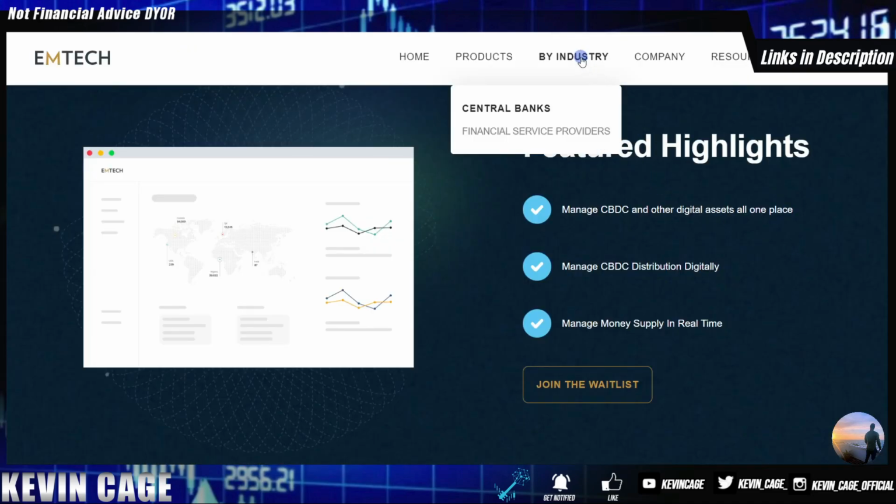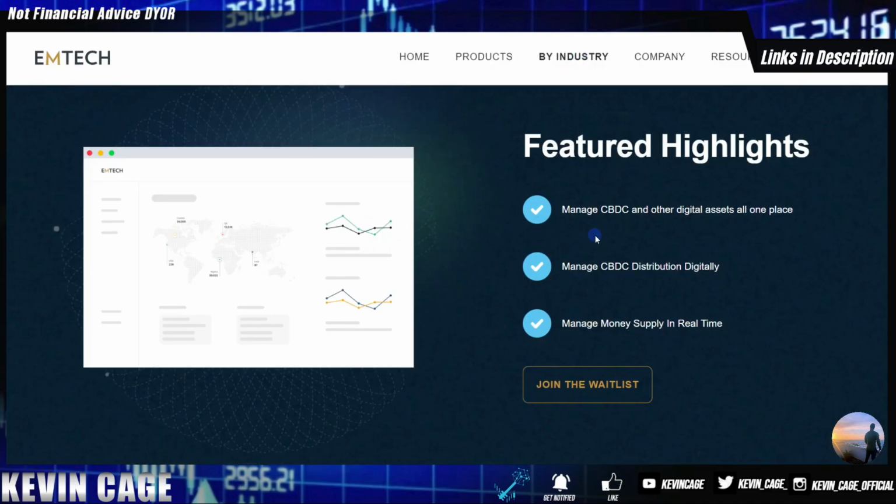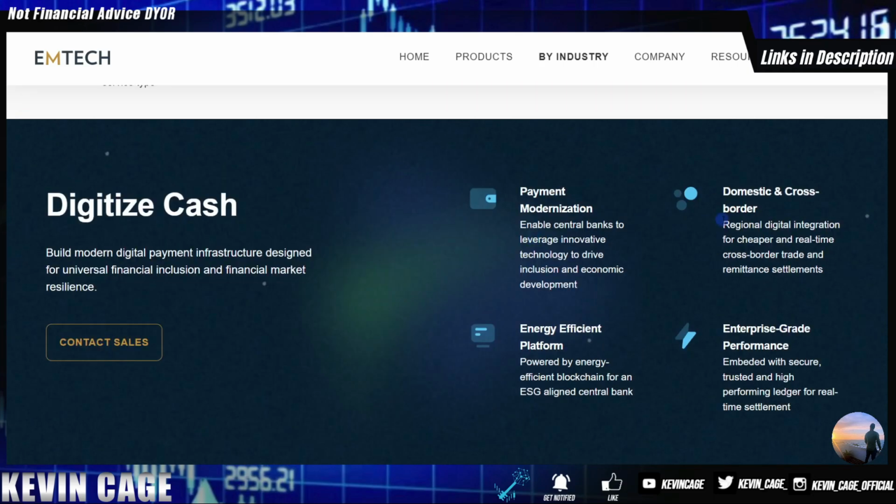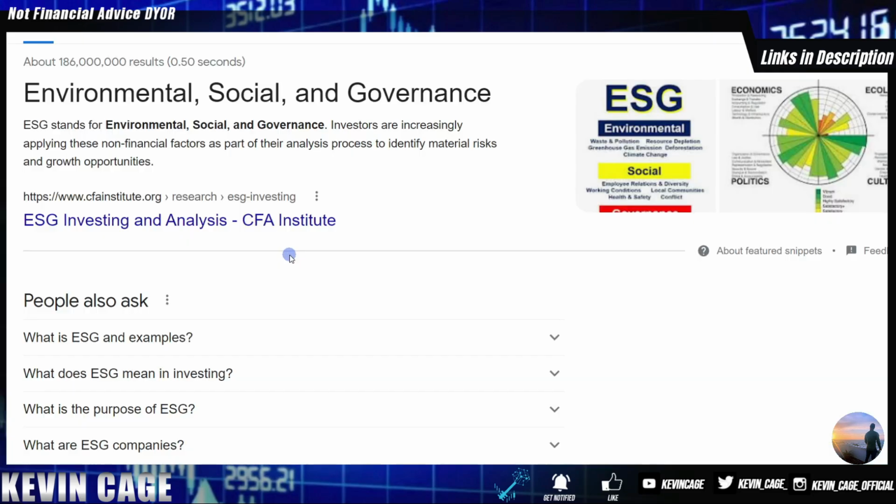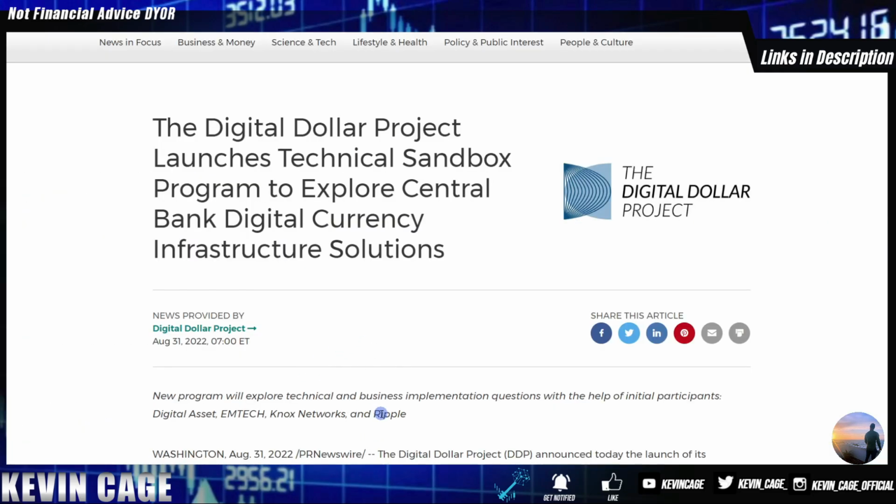Looking at their website under Industry, under the Central Banks tab, we can see managing central bank digital currencies and other digital assets all in one place. You can manage central bank digital currency distribution digitally, and then manage the money supply in real time. Focused on payment modernization, domestic and cross-border payments, enterprise-grade performance, and energy efficiency, so a huge focus on ESG. And that stands for environmental, social, and governance. So great to see that we have Ripple the company along with technology that's built on HBAR, focusing on sandboxing and really testing central bank digital currencies in a safe environment.